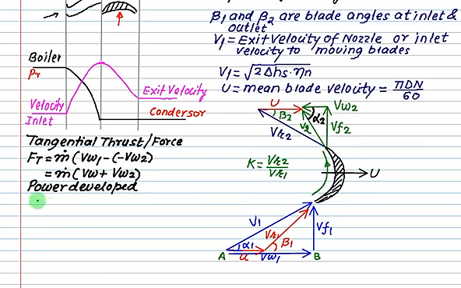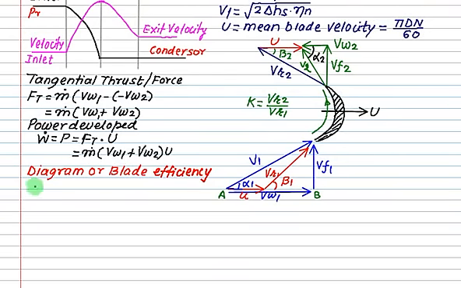The power developed is given by, I will write W dot or simply capital P, equal to the tangential thrust multiplied by the blade speed, that is U. So this equals m dot multiplied by VW1 plus VW2 multiplied by U. The unit of this equation is watts, and the same is the equation for work done, because this is the power developed in 1 second.